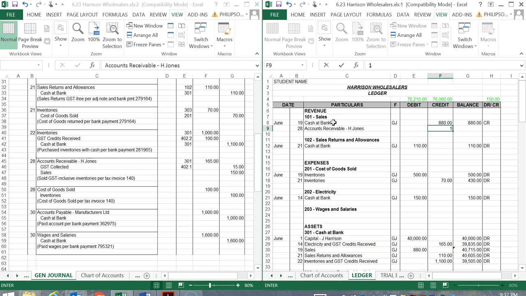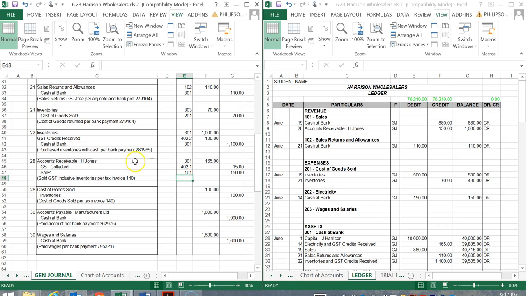Crediting $150. Add that credit onto our credit balance so that we have an increased credit balance of 1,030. Folio, and folio. The end is in sight, people. Hang in there. Okay, so our second sale journal entry, we need to transfer the cost of goods sold.